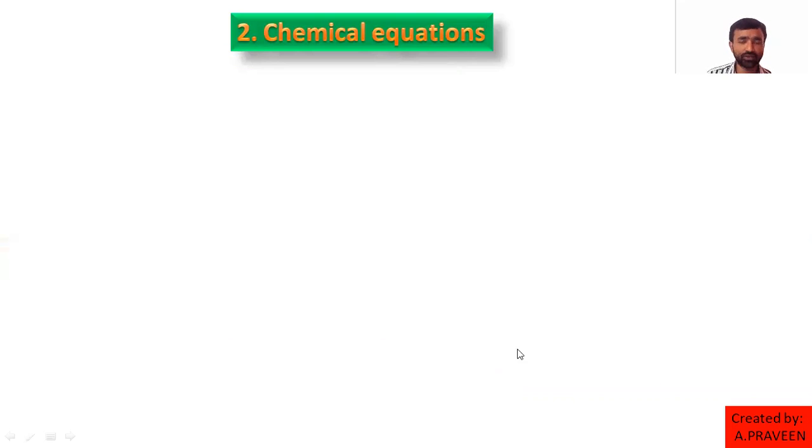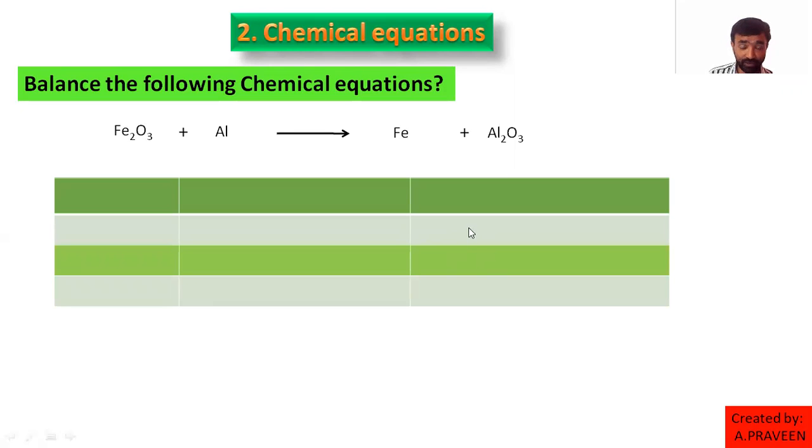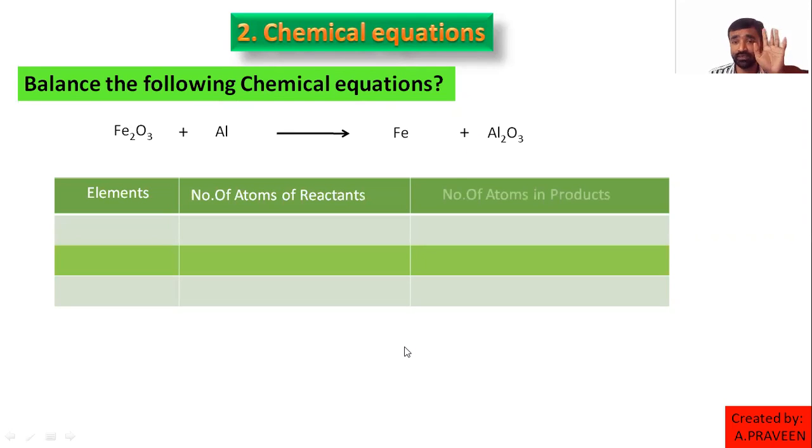Okay, we'll go for the third example. What is the third example? That is the reaction between iron oxide with aluminum, and it produces aluminum oxide and iron. So this is the equation. Then verify your equation. Is it balanced or not? Note it down in the table: elements, LHS side, RHS side, or number of atoms on reactant side and product side. Anything you can use as your heading in the columns.